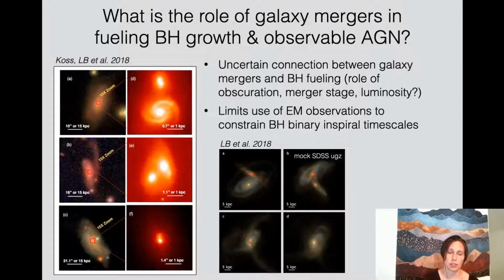So on the left here, you see a set of plots showing obscured AGN in merging nuclei from recent work by Koss et al. And on the right, these panels show a set of simulated images from obscured AGN in merging nuclei from a recent galaxy merger simulation of mine. And so the idea is that we would like to be able to quantitatively compare these in a robust way that allows us to use electromagnetic observations of AGN to constrain black hole binary inspiral timescales and make gravitational wave predictions.